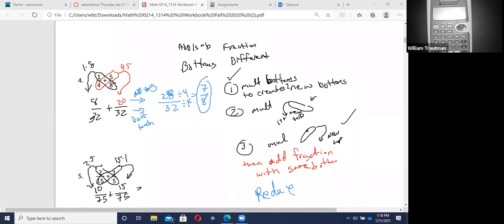Then add the fractions with the same bottoms. When we add fractions with the same bottoms, we add or subtract the tops. 10 plus 15 is 25. We don't touch the bottoms. The bottoms are 75. It stays at 75. And they both divide by 25 because 75 is 3 times 25 and 25 is 1 times 25. So they both divide by 25. And my answer is 1/3. When you put 2/15 plus 1/5 in your calculator, you should get 1/3.